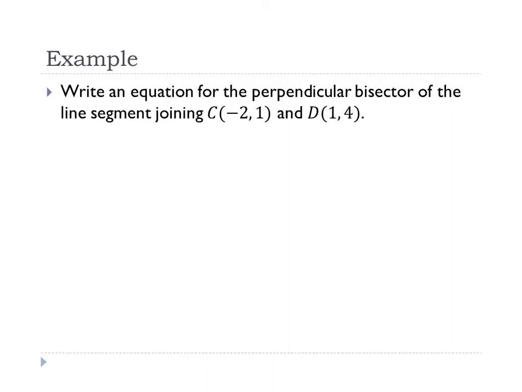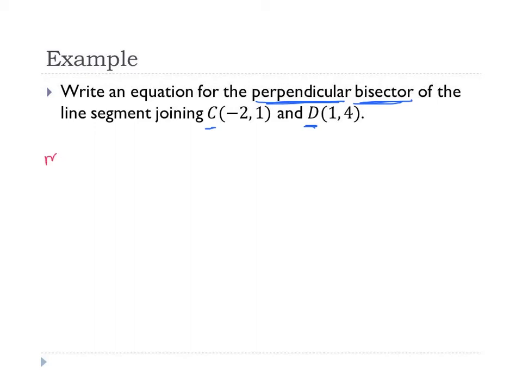Alright, so our next example, write an equation for the perpendicular bisector of the line segment joining C and D. So there's two things we have to note here. First, we're going to look at bisectors. So we're going to have a line that's going through the midpoint, okay, and it has to be perpendicular, meaning it has to have the opposite reciprocal slope of the slope going through these 2 points. So let's start with that.